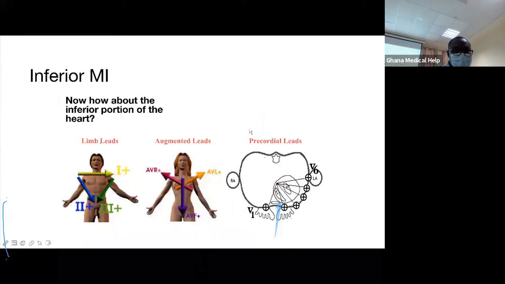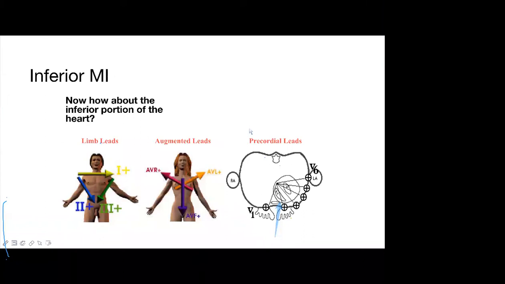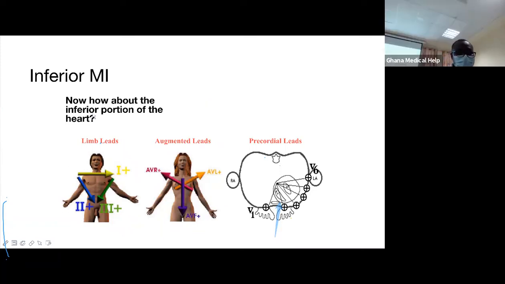All right. Next group is the inferior leads. The limb leads, which of them look inferior? Lead 2 and 3. Okay, leads 2 and 3. You answer all about inferior MI.